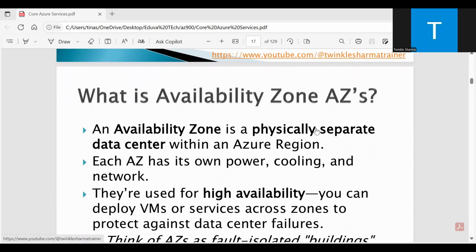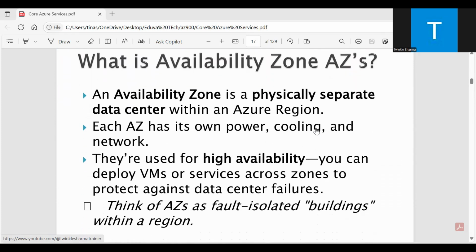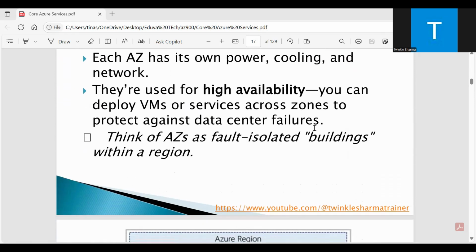Then we have the topic availability zones of Azure. An availability zone is a physically separated data center within an Azure region. Each has its own power, cooling, and network. They are used for high availability. You can deploy virtual machines and services across zones to protect against data center failures. Think of them as fault-isolated buildings within a region.